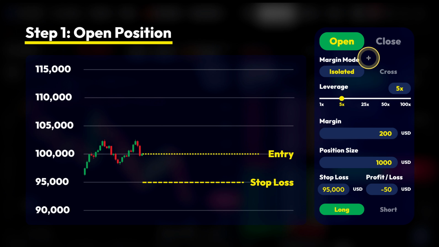Next, we need to determine our position size and stop loss, and these are typically determined by how much you want to risk in this trade. For example, let's say you want to risk a maximum of 1% per trade with a capital of $5,000.